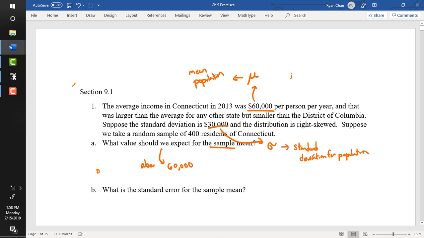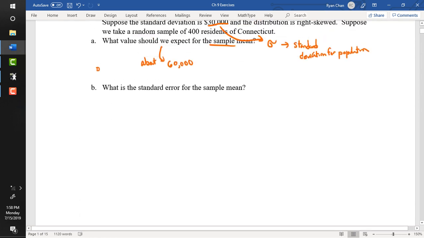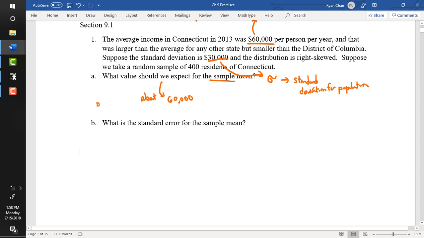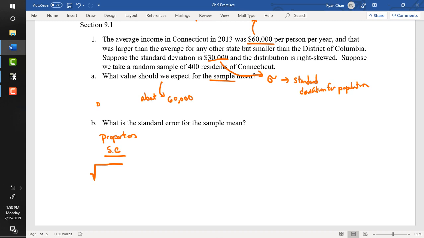But remember, if I take a sample, I will have what's called a standard error. Now your standard error for Chapter 9 is a little bit different. So let's remember this. When you're doing proportion, your standard error is the square root of p times 1 minus p over n. We are not doing that one, because we are talking about mean.